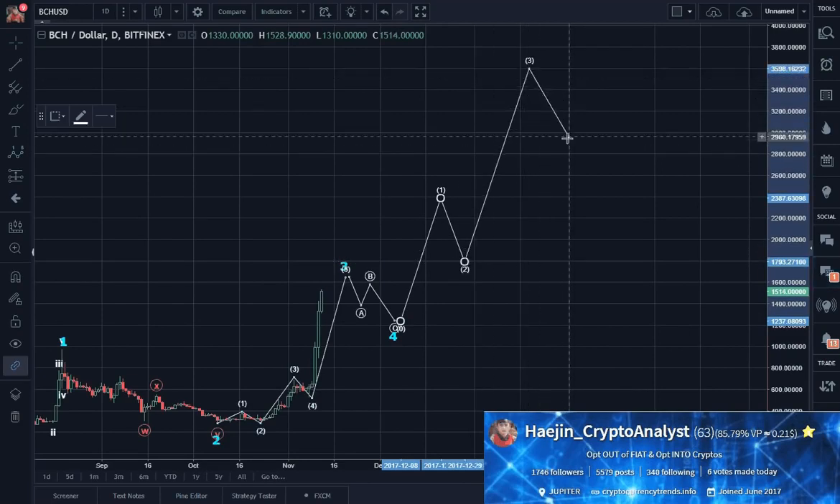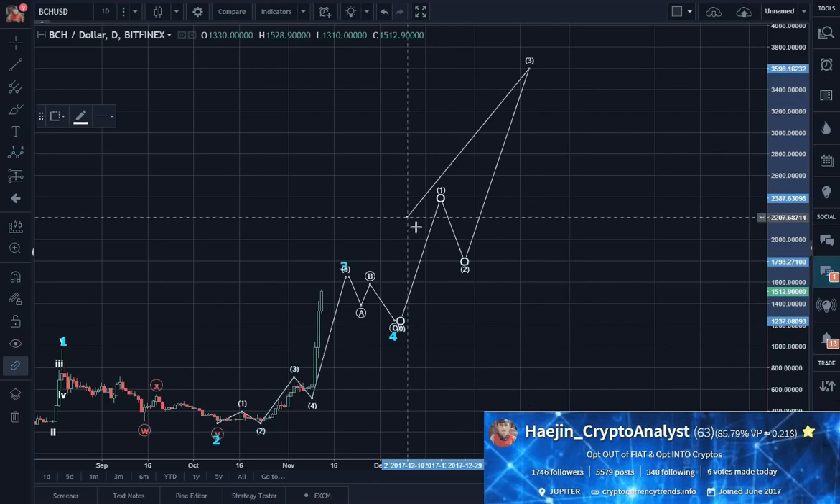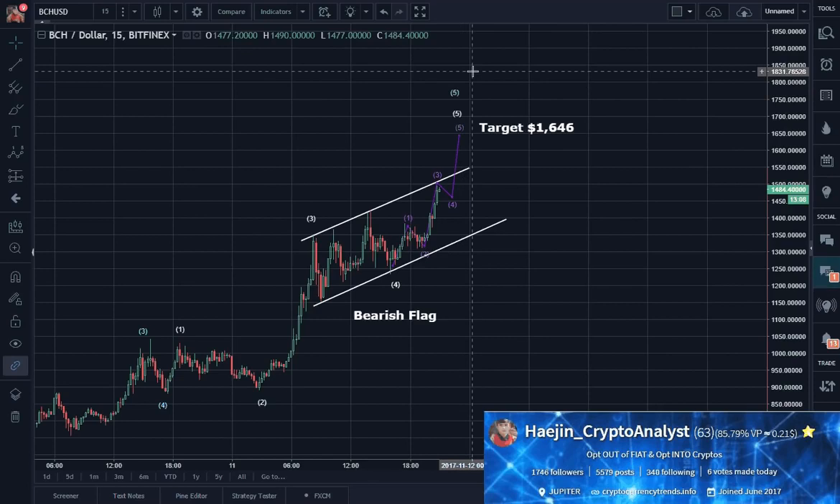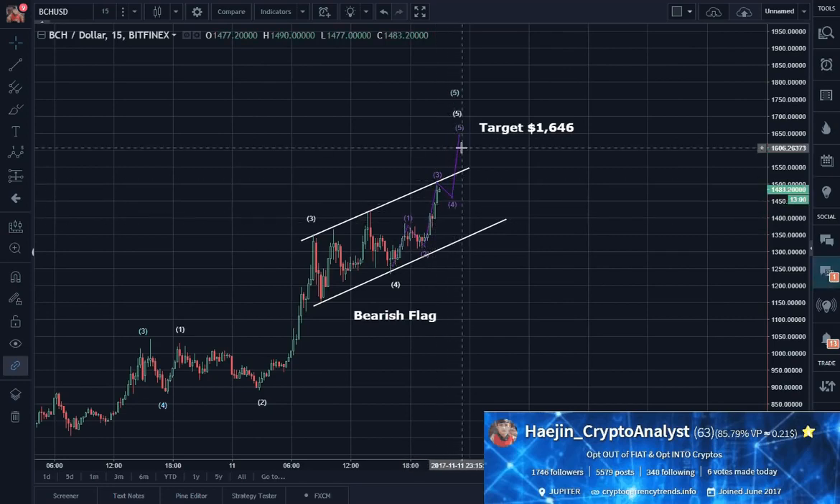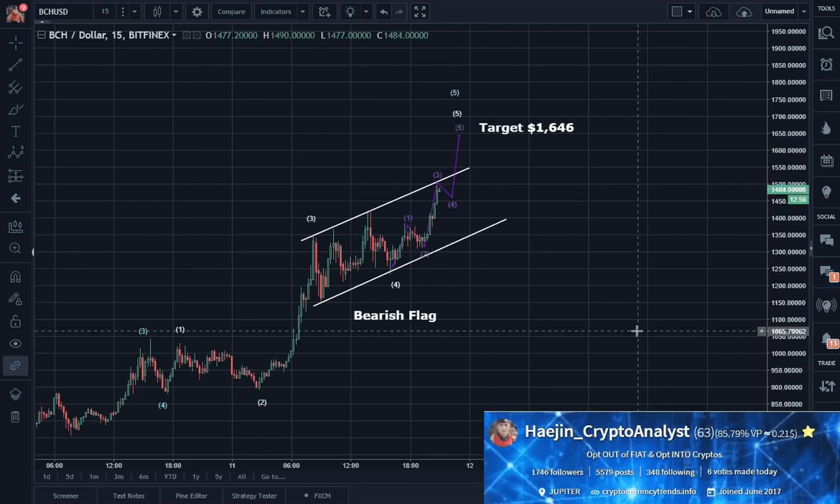1, 2, 3. I believe we are in wave 5 of 5. This is 5 of 5 of 5 of 5 of 3, if you count all the subwaves. So if you see this and you see a piercing of this, I think it's a good time to take profits. Personally, that's the way I would do it. You can do whatever you want.